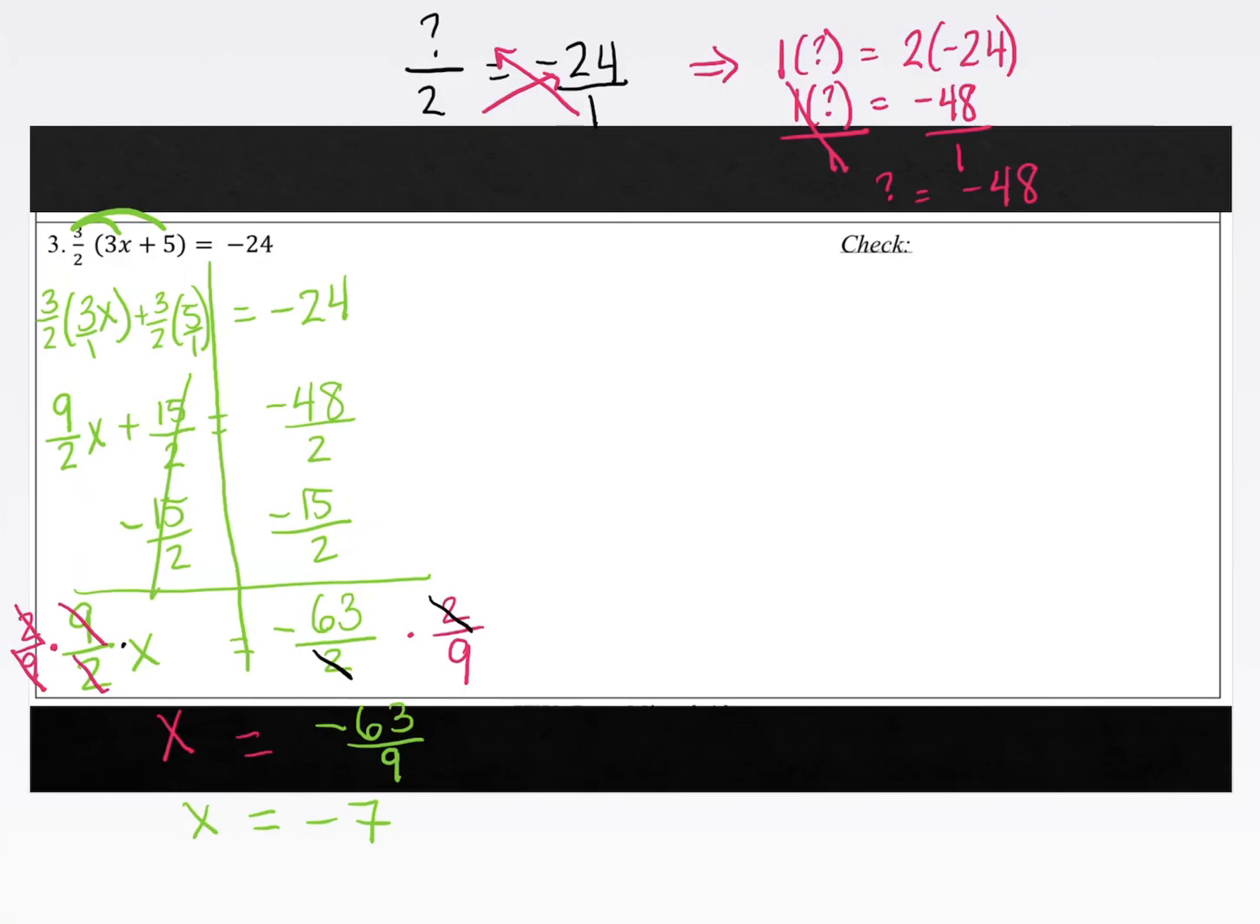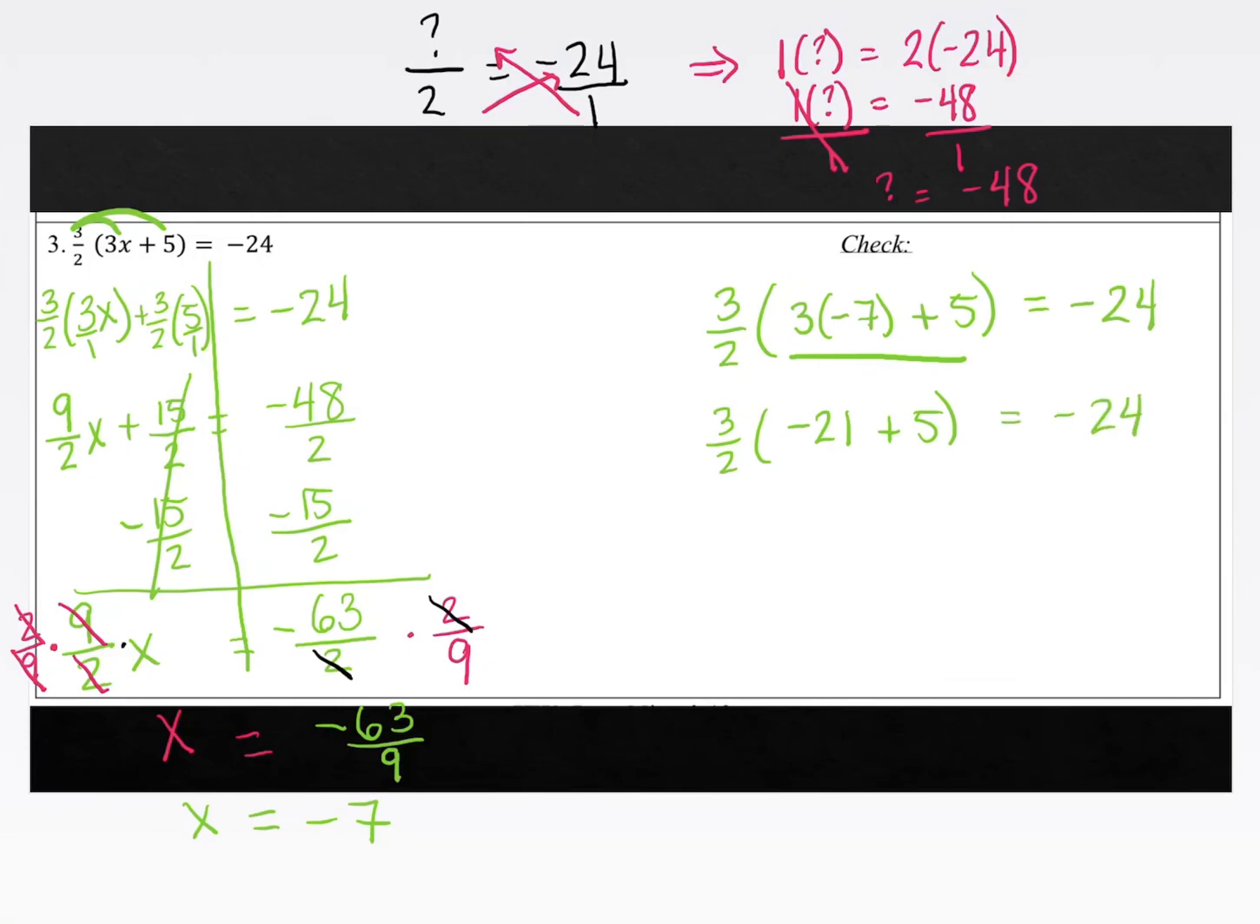Now, in order to make sure our answer makes sense, let's plug our variable back into the original equation to check our work. So we have 3 halves times 3 times negative 7 plus 5 should equal negative 24. Now, if we think about PEMDAS, let's simplify in our parentheses first. We have our 3 times negative 7 plus 5. We want to multiply 3 times negative 7, so we have 3 halves times negative 21 plus 5. Further simplifying in our parentheses, negative 21 plus 5 gives us negative 16.